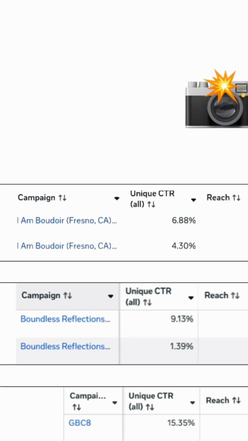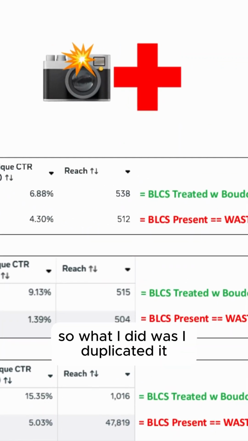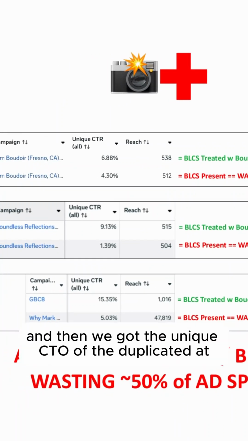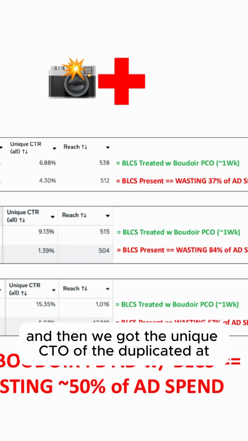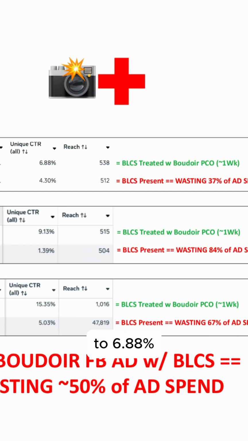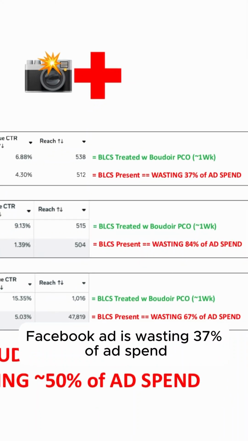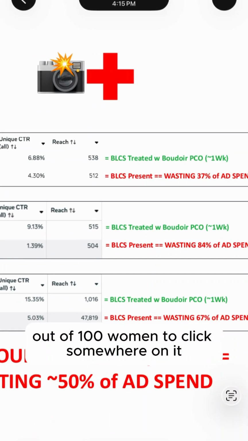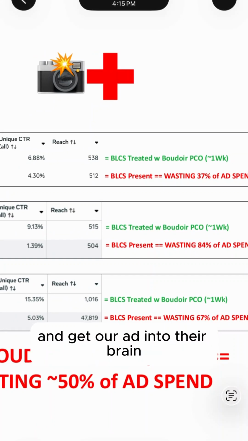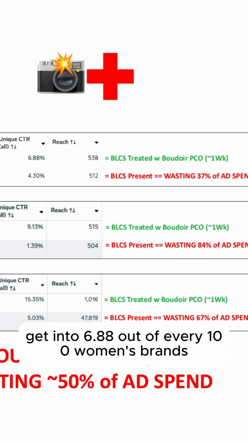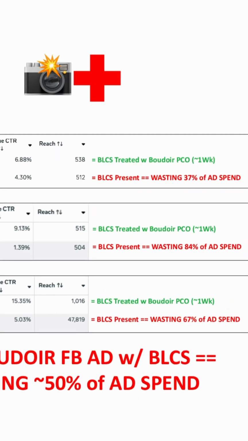So what I did was I duplicated it and treated it with Boudoir Pico, which takes about a week, and then we got the unique CTR of the duplicated ad to 6.88%. So way better. We found out the original Boudoir Facebook ad is wasting 37% of ad spend by only getting 4.3 out of 100 women to click somewhere on it and get our ad into their brain. And the Boudoir Pico treated one is actually getting into 6.88 out of every 100 women's brains.